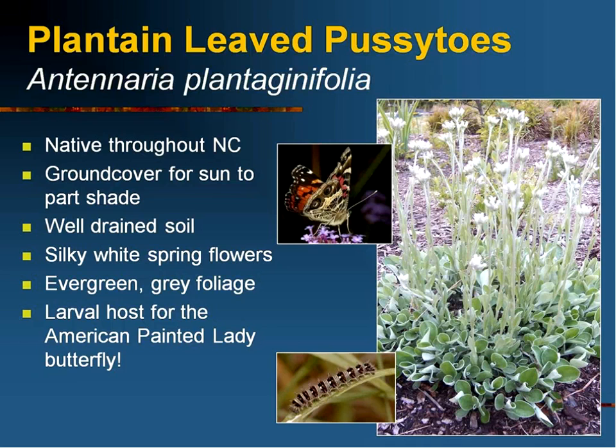So you will notice later in the spring and in the summer that some of those gray-green leaves will start to get rolled up and webbed and may turn a little bit brown. But that's okay, because if you look inside, you'll find one of the caterpillars that will become an American painted lady. So it's a wonderful plant for butterfly gardens to show the larval host foods.